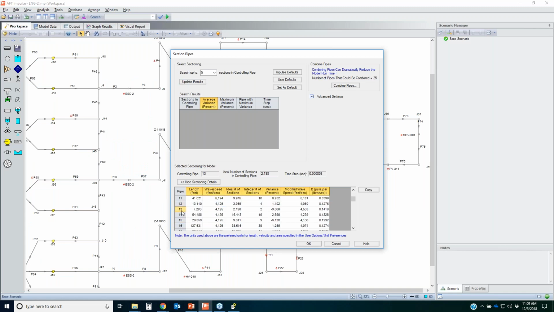Pipe 13 is 7.3 feet long. Well, in 7.3 feet long, I'm actually using 3 pipe sections. That's a lot of sections. That's why the model takes so long to run.